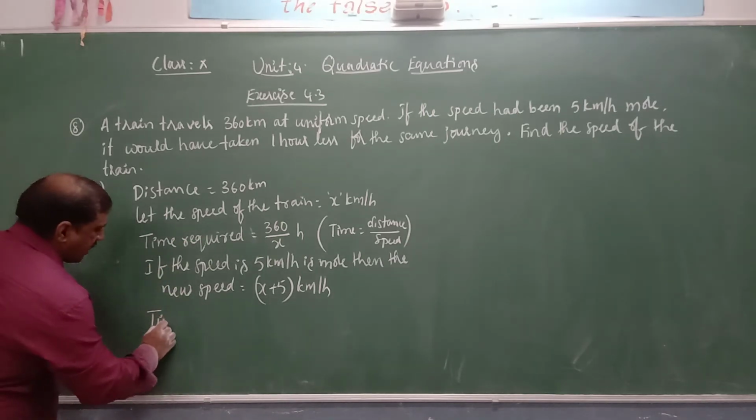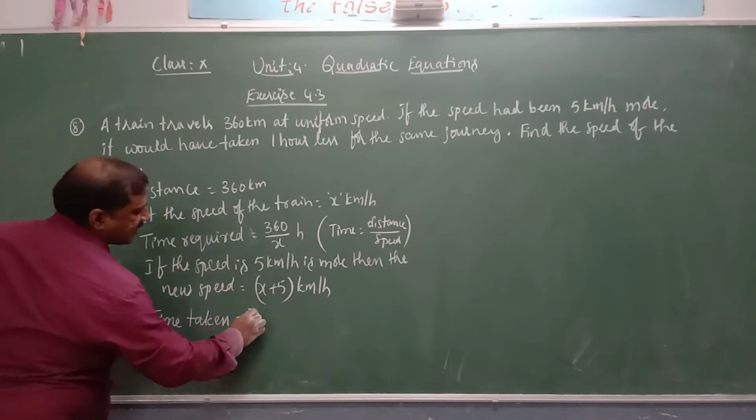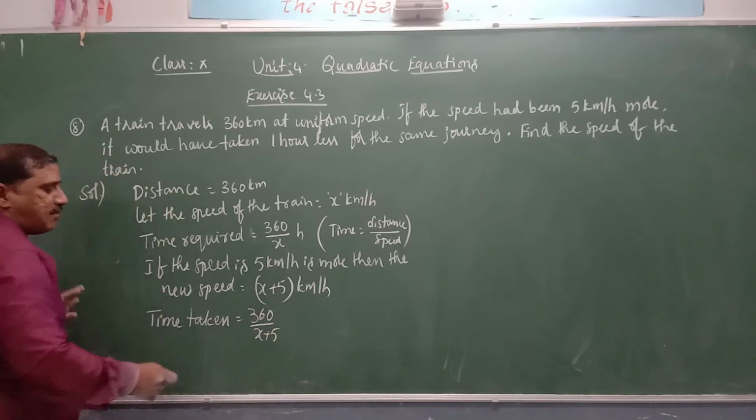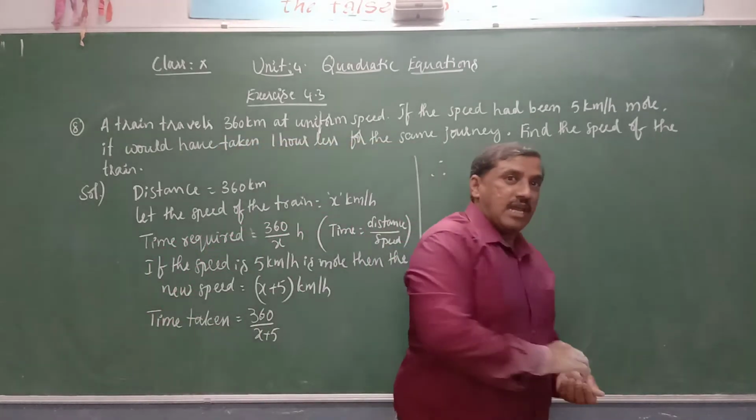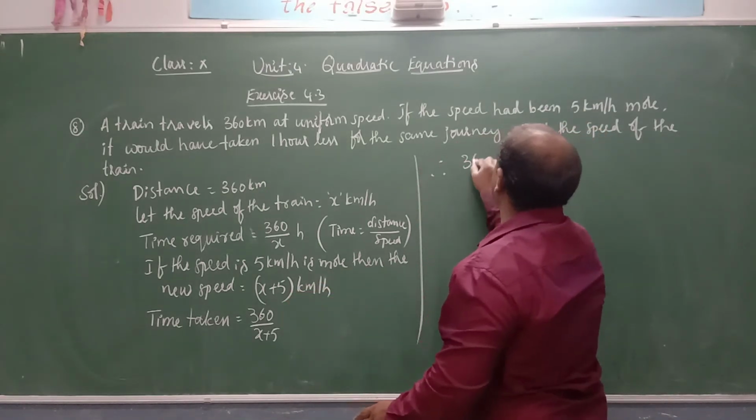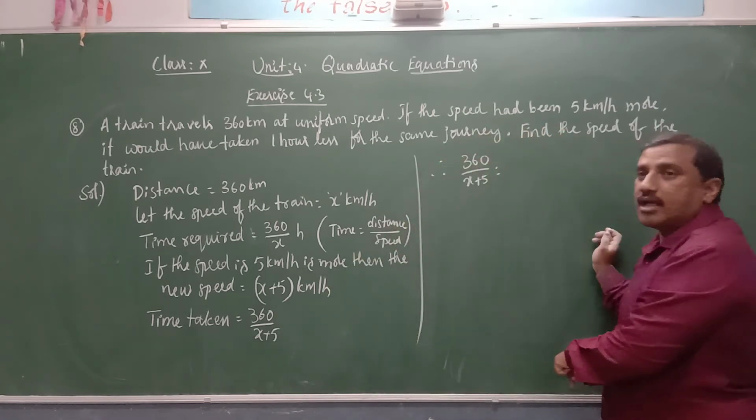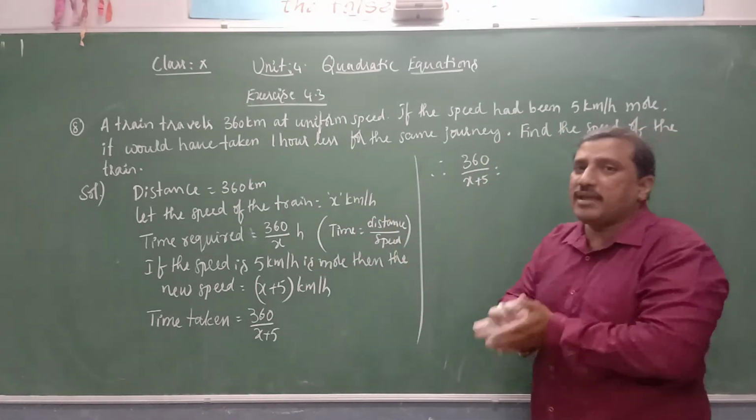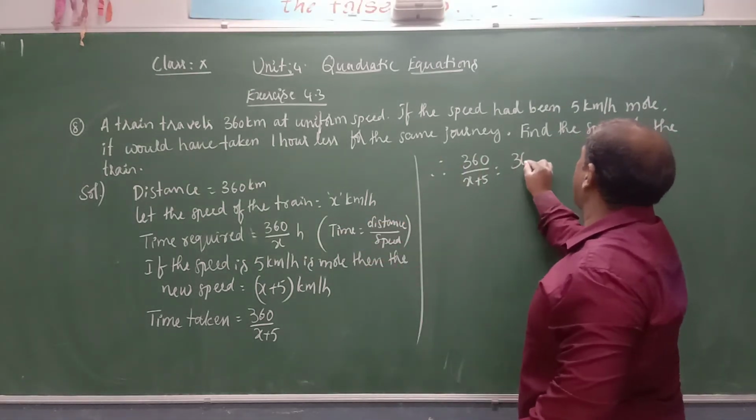Now, time taken is equals to distance, the same distance 360, by new speed. How much is it? x plus 5. This is the new time taken. But there is a condition given. What is the condition? If it moves with 5 km per hour more, the time taken, that is 360 by x plus 5, is 1 hour less than this time. The difference between the times will be 1 hour. That is 360 by x minus 1.